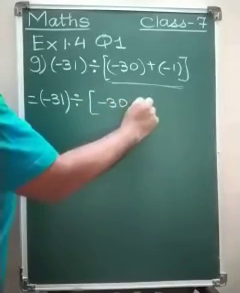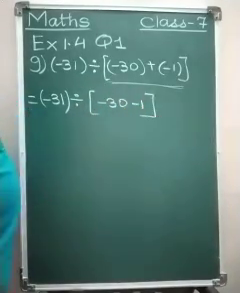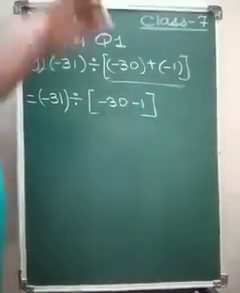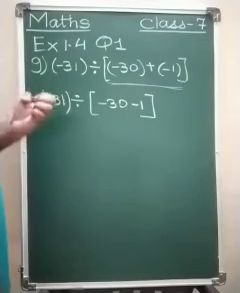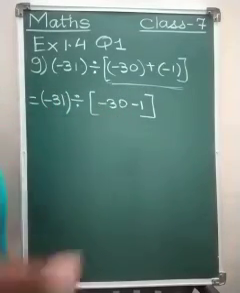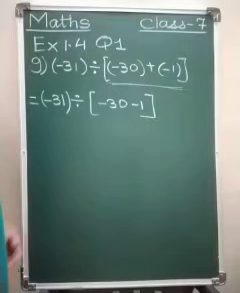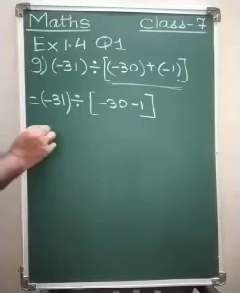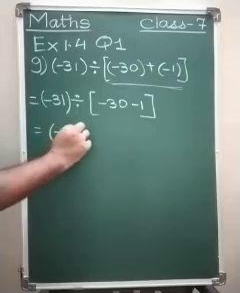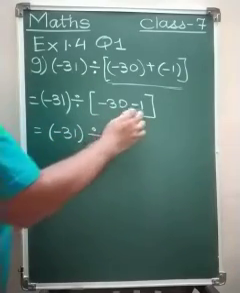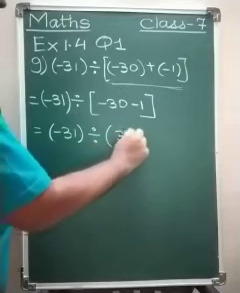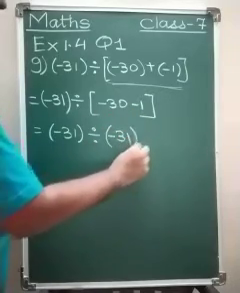Minus 30 minus 1. Now minus and minus, again if you go to our first exercise, there we have written the rules of addition and subtraction. So minus and minus, the operation performed would be addition and the sign will be negative. So this equals minus 31 divided by minus, and minus plus, so 30 plus 1, 31, and the sign will be negative.